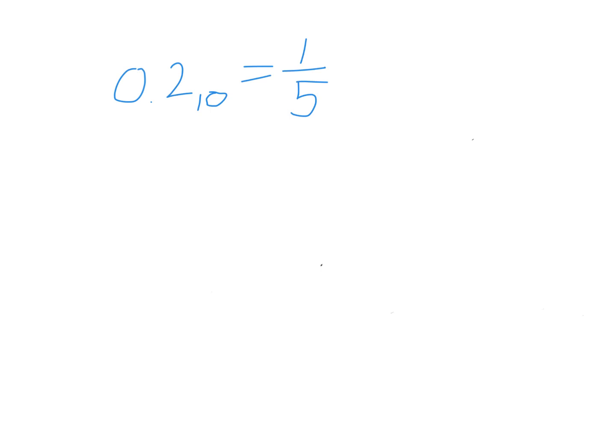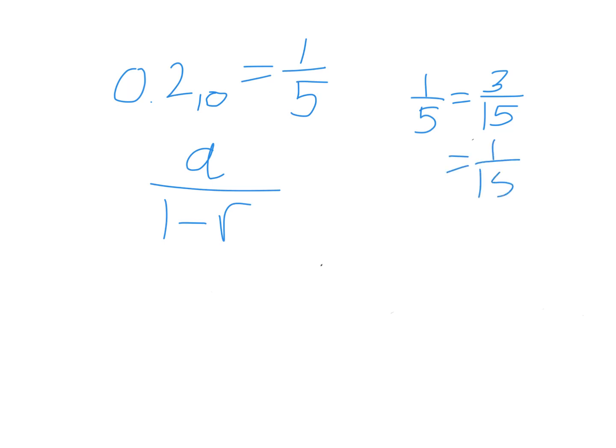So how are we actually going to write it as a recurring decimal? We're going to use the formula for the geometric series, a over 1 minus r. In order to make this work, we need to write this as the sum of fractions whose denominator is 1 less than a power of 2. So 1 over 5, of course 5 is not 1 less than a power of 2, but 15 is. So we can write 1 over 5 as 3 over 15. And I want to write the 3 as the sum of powers of 2. So it's going to be 1 over 15 plus 2 over 15.